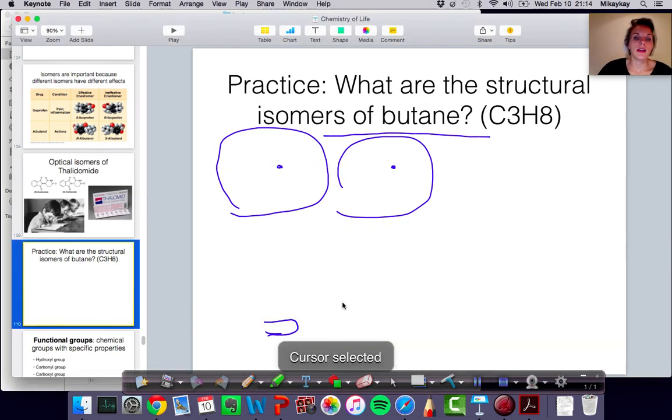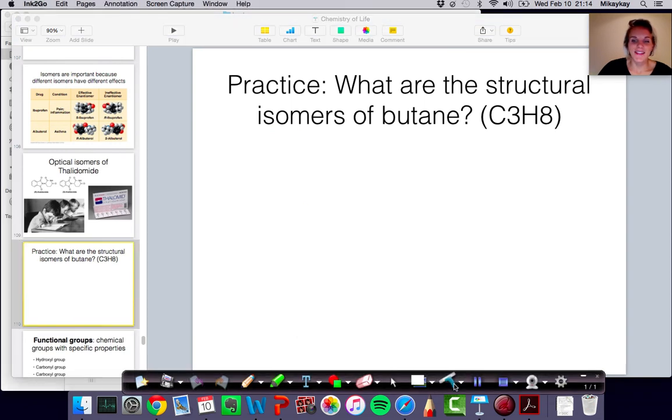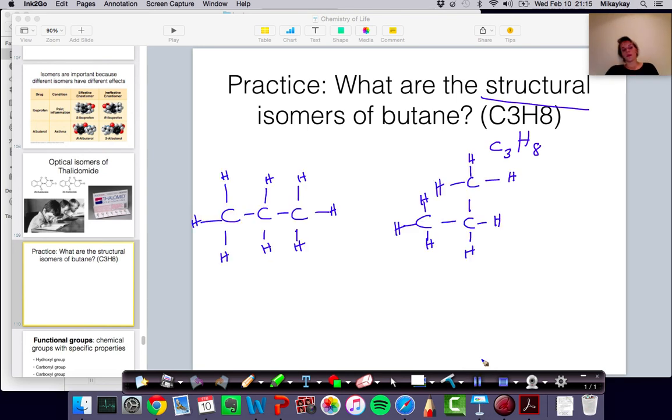So if we take a look at this example here, you can do a practice problem where we look at what are the structural isomers of butane. And butane is C3H8, right? So take a moment to draw those out. So hopefully you've drawn out some of these structural isomers of butane, and what you'll probably find out is that it actually only has one structural isomer. 3 carbons connected in a chain with a bunch of hydrogens around it.